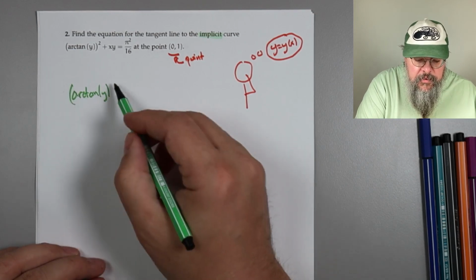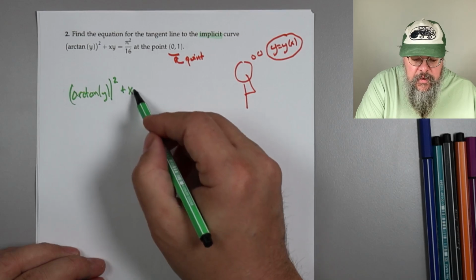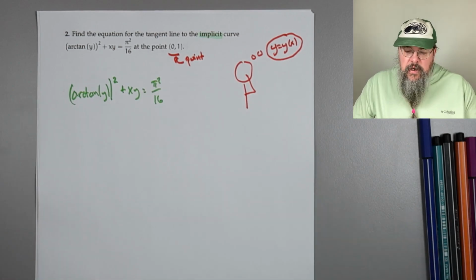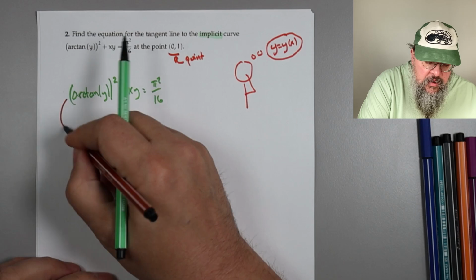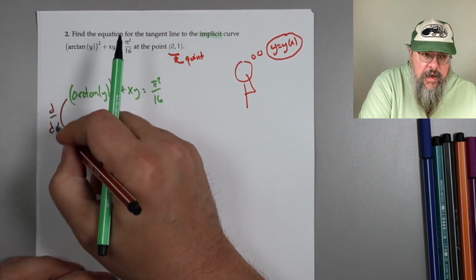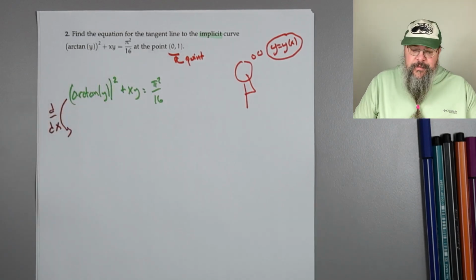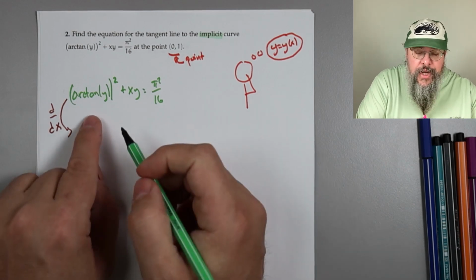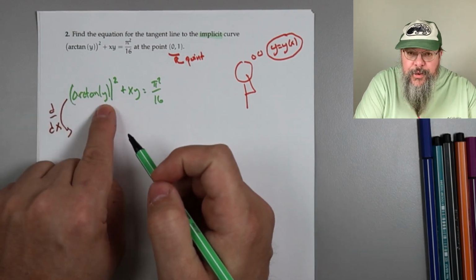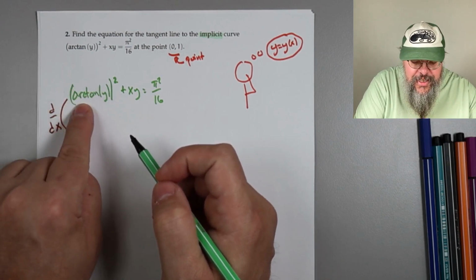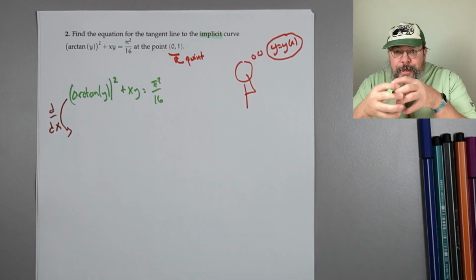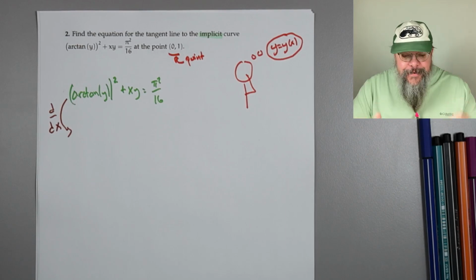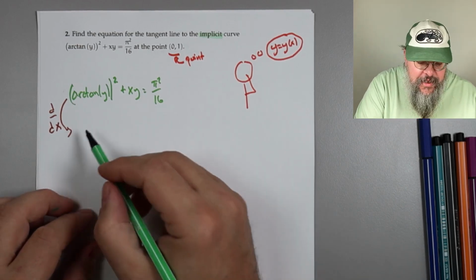So we have our arctangent of y, quantity squared, I'm going to write down for reference, equals pi squared over 16. And we are taking d/dx, the derivative with respect to x. Okay, so here we go. Chain rule. In fact, you see there's a function y, inside a function arctangent, inside a function square. A function and a function and a function. This is like a classic onion problem. Layers, lots of layers.